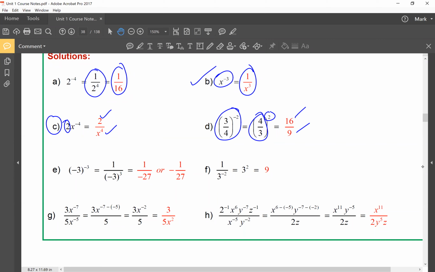E and F are again pretty straightforward. I will do them, but G and H are the complicated ones.